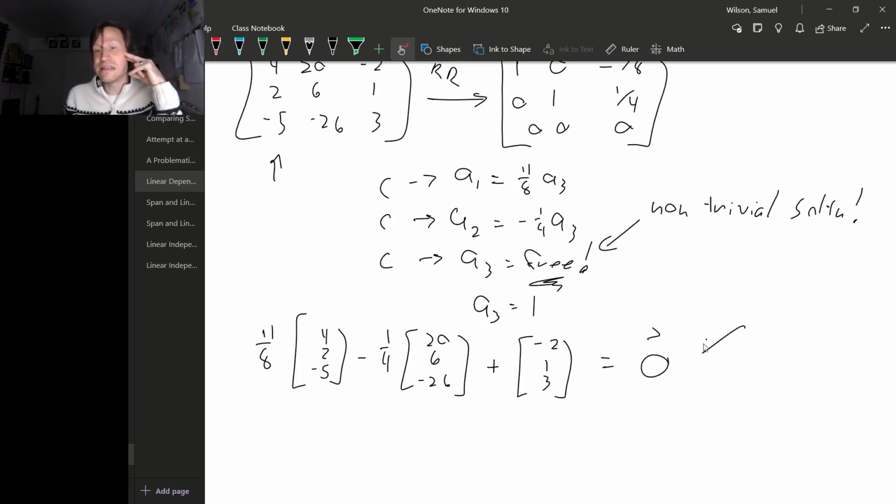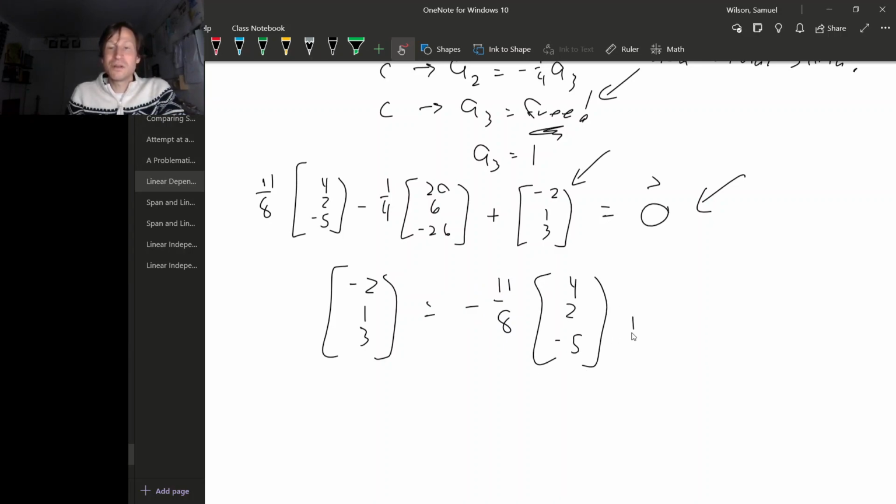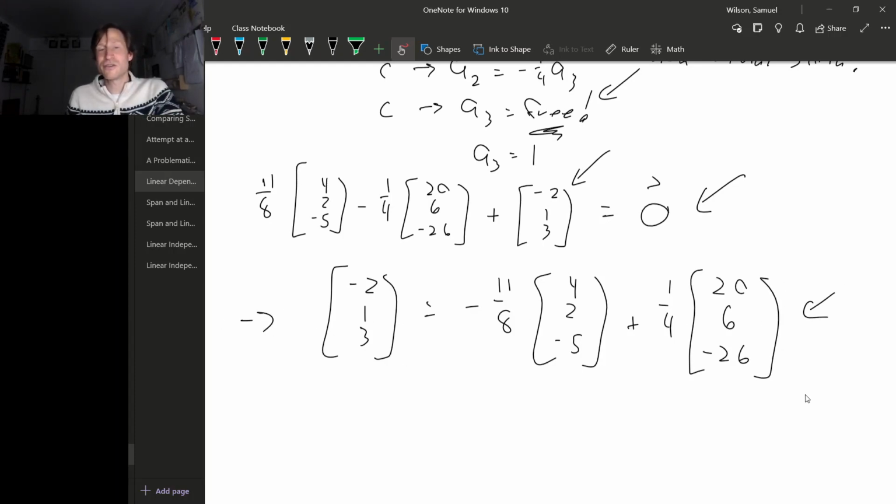So here's a linear dependence relation. And to write one vector as a linear combination of the others, we just need to solve this for one of the vectors. So, low-hanging fruit here, let's solve for that one. So we get minus 2, 1, 3 is equal to minus 11 over 8 times 4, 2, minus 5, plus 1 over 4 times 26, minus 26. So here's one of the vectors written as a linear combination of the other two.